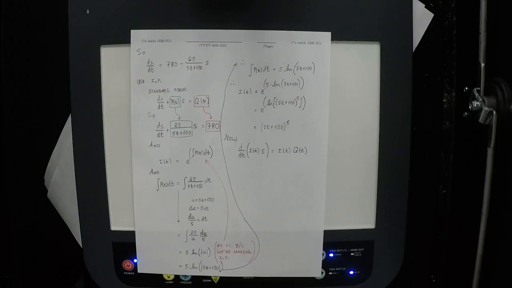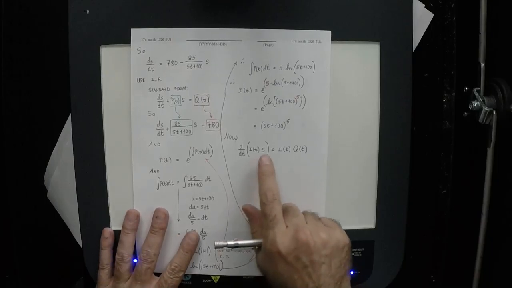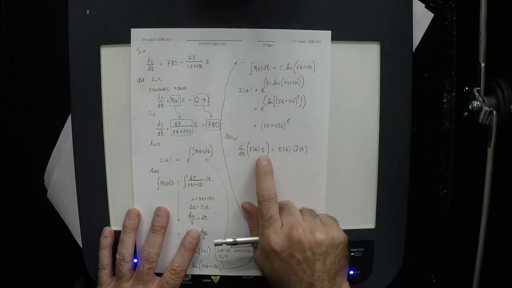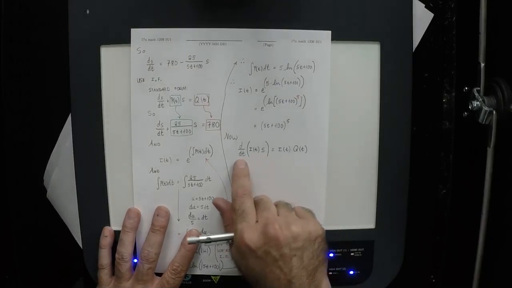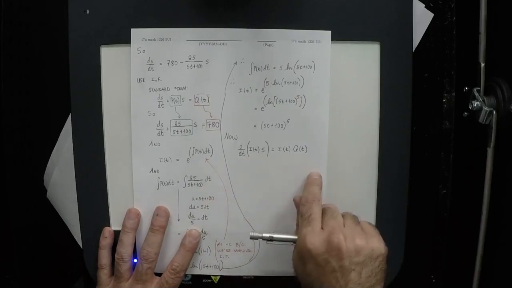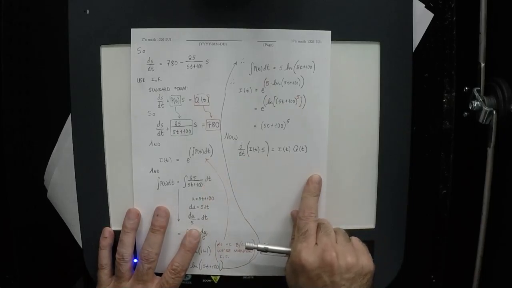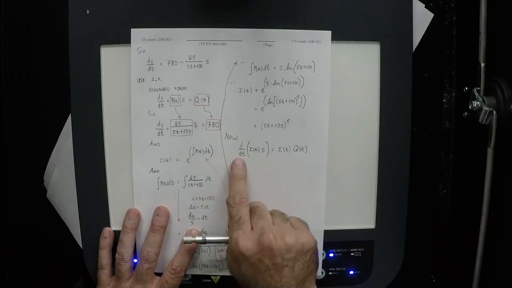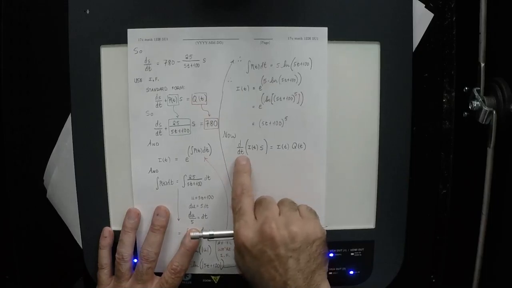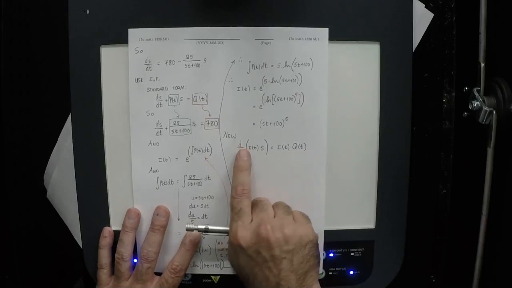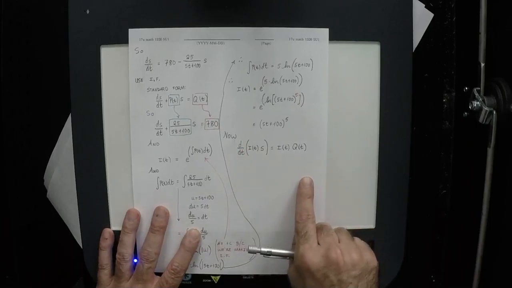I'm not sure I follow you. We need to solve for S, right? Which means that we need to get the derivative to the other side. So on the left-hand side of this equation, this d/dt is derivative. When you move it to the other side, what is it?